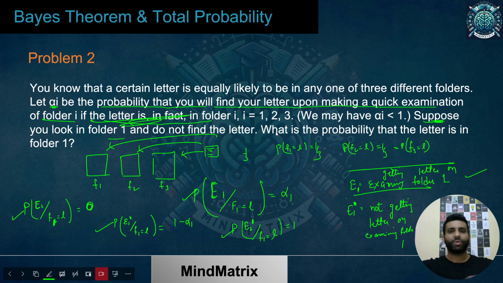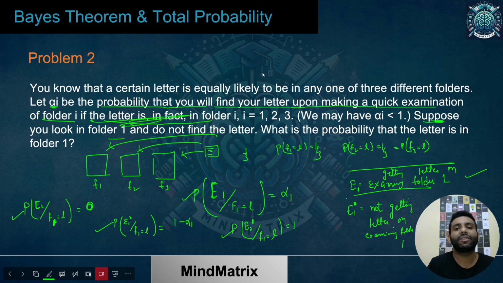As I mentioned, a letter may be present in a folder, but when I check, I may not find it. That's why we had a probability associated with that, alpha 1 and 1 minus alpha 1. Suppose I looked for the folder 1 and I did not find the letter. Now, considering this knowledge, what is the probability that the letter is still present in that folder, that the letter actually is present in folder 1?